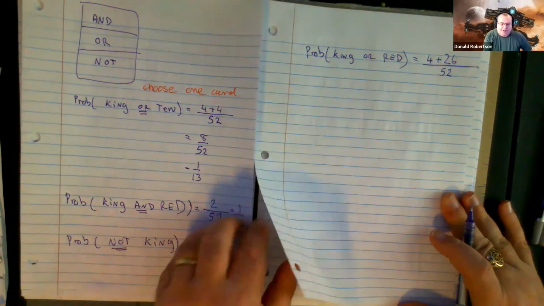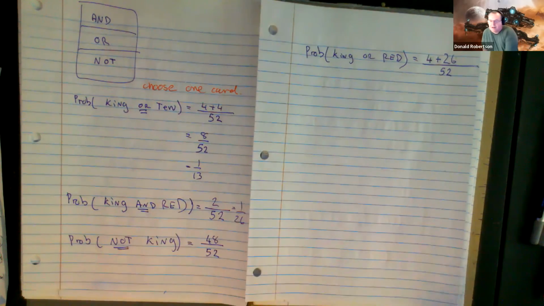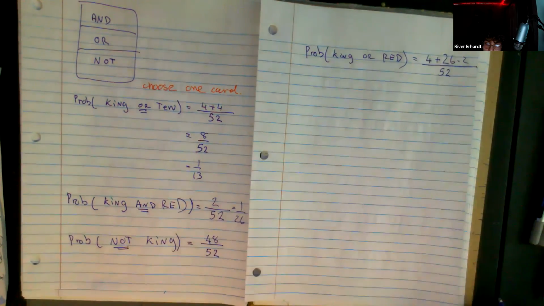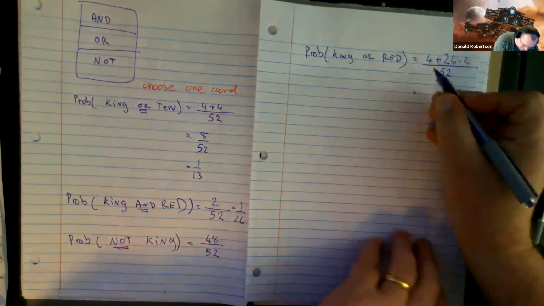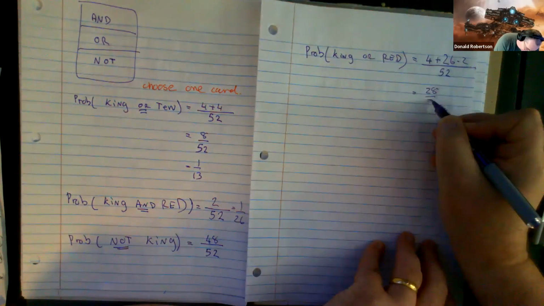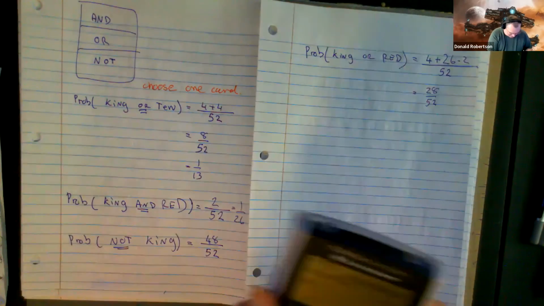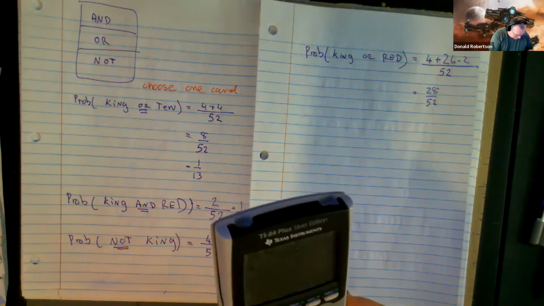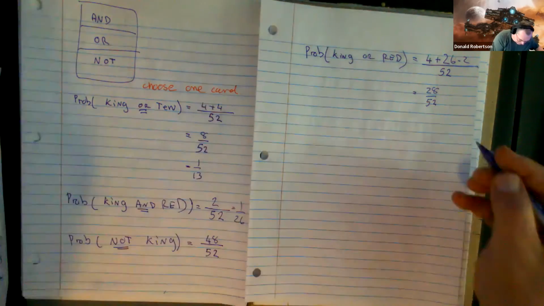I call this double dipping. That's not its real name, but I call it double dipping. Do you realize that we've counted some cards 2 times? Right, we've double dipped. How many cards have we counted twice? 2. And so the correct answer isn't 30, it's actually 28. And now I'm going to simplify that fraction. And I get 7/13.